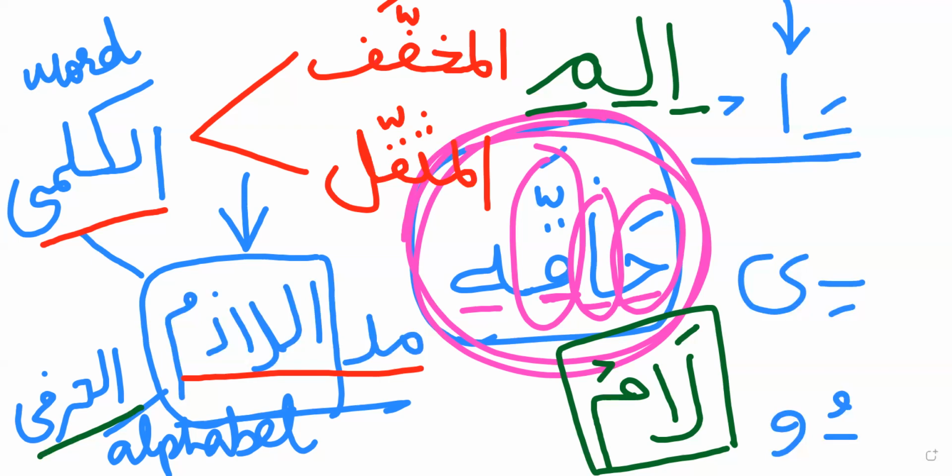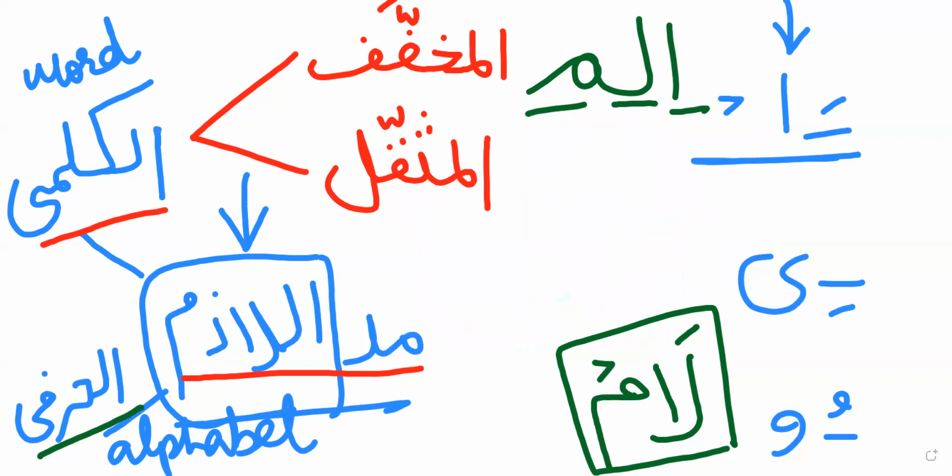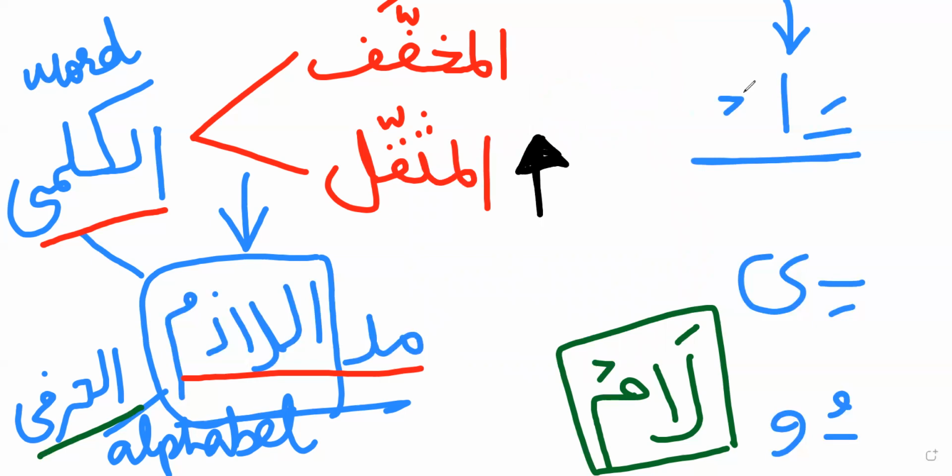On the other hand, I'm gonna make some space here. Muthaqqal means heavy. I'm gonna put an up arrow, heavy. And mukhaffaf means light.